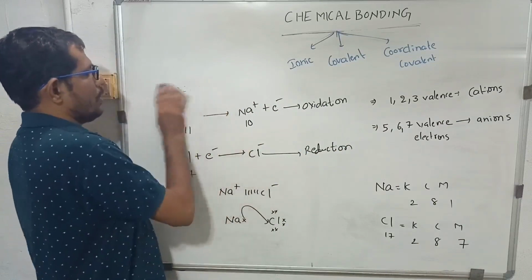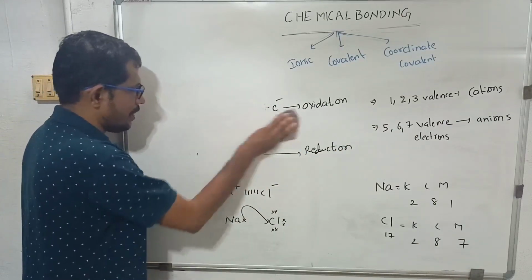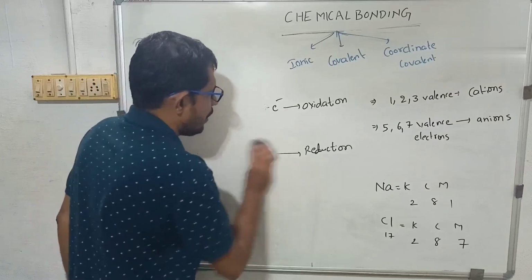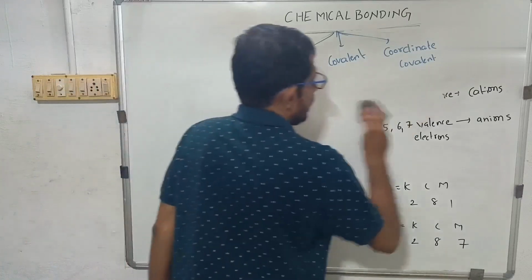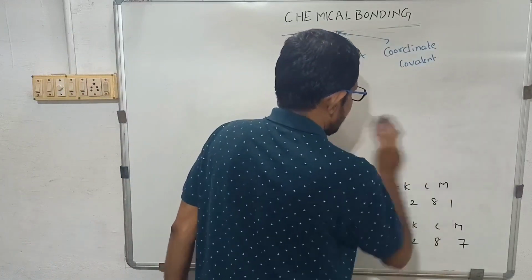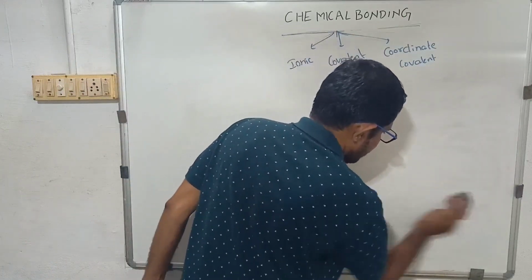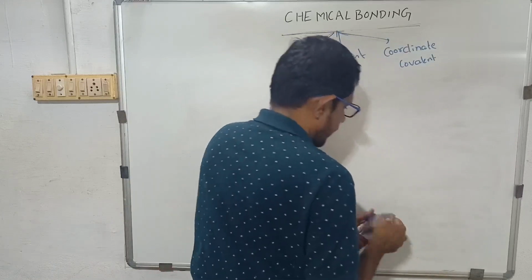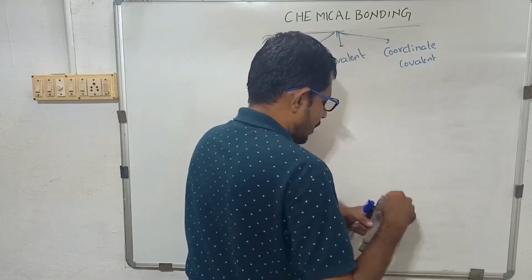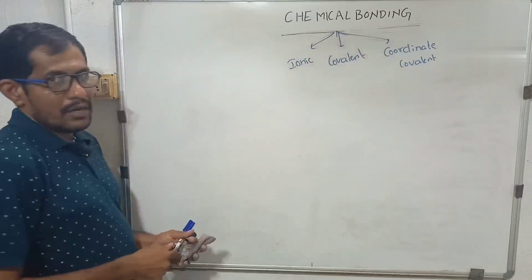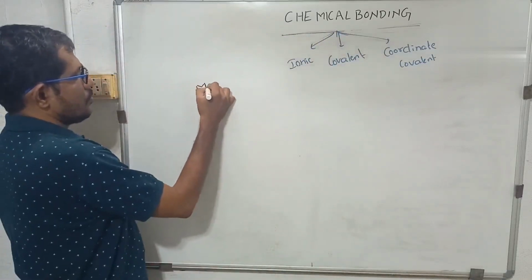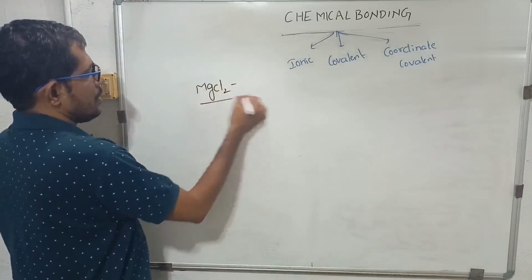I will explain you in magnesium chloride, how ionic bond formation will take place. Observe carefully. Now I am explaining for magnesium chloride. Magnesium chloride formula is MgCl2.